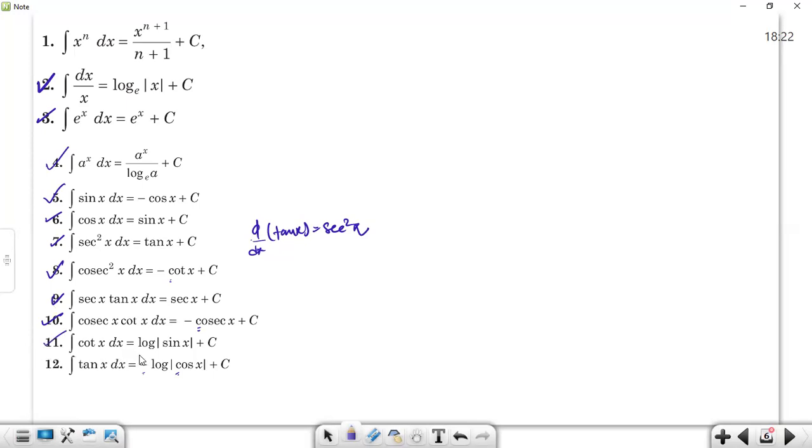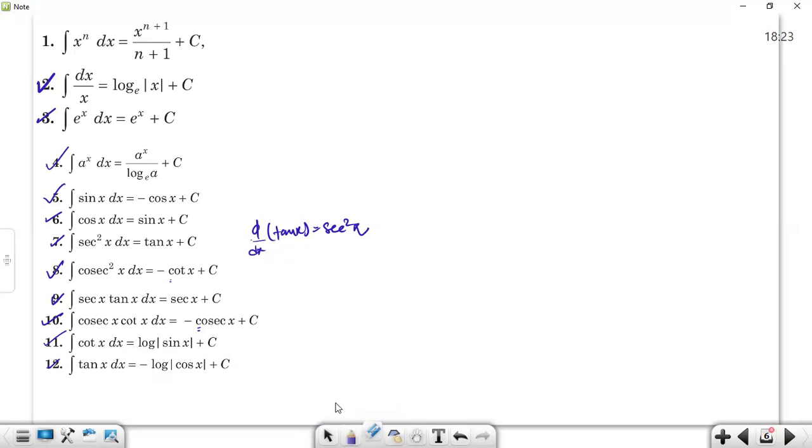Integration of cotangent x is equal to logarithm of sin x, and of tan x is minus logarithm of cos x. You can remember by this: cot x is having sin x, and tan x will be having cos x. Like cot can be written as cos by sin, tan can be written as sin by cos. So they both have the trigonometric function in the denominator part. So you can remember by this, and don't forget to use this negative sign. And also note there is a modulus with logarithm here.